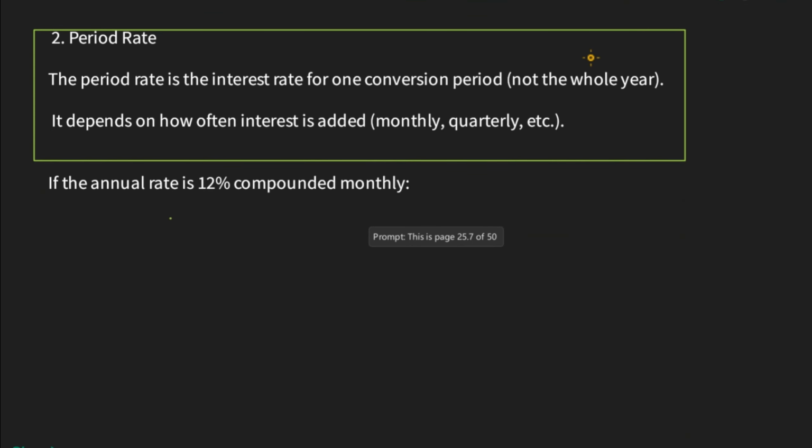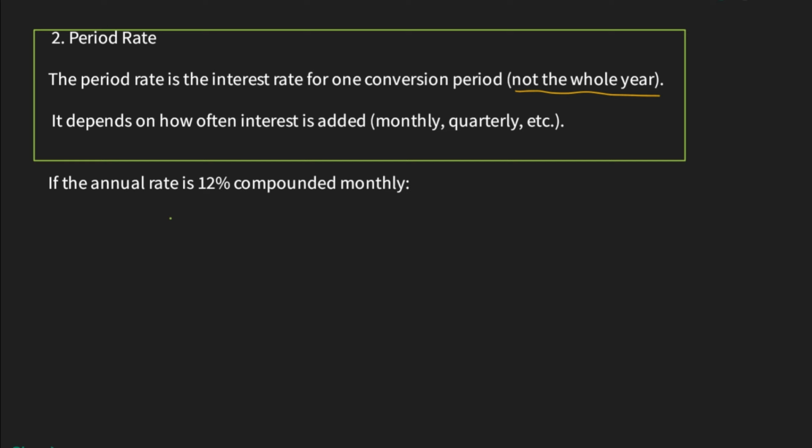Now, what about period rate? So for period rate, it is the interest rate for one conversion period, not the whole year. Last meeting, we discussed the conversion period, right? For the rate, it is one year, but for period rate, it's not the whole year. So it depends on how often interest is added. It could be monthly, quarterly, etc.